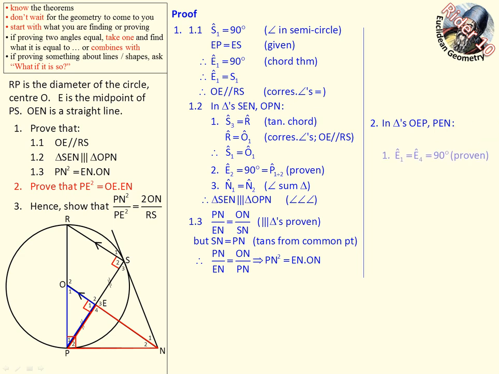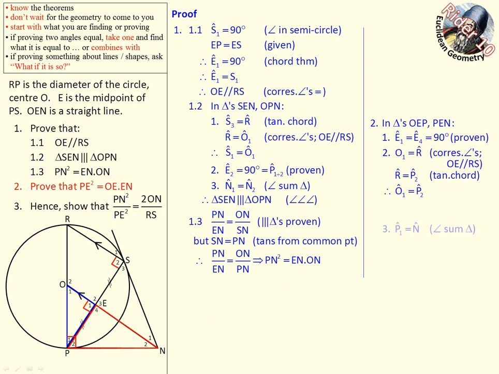So in the triangles, E1 equals E4, 90 degrees. I'm sure in the next one, you might say, well, how did they know to do this little mini proof? Well, this thought process takes you there. So O1 equals R, corresponding angles, parallel lines. R equals P2, tan chord, and therefore we have O1 equal to P2. And therefore what's left equals what's left, angle sum triangle.